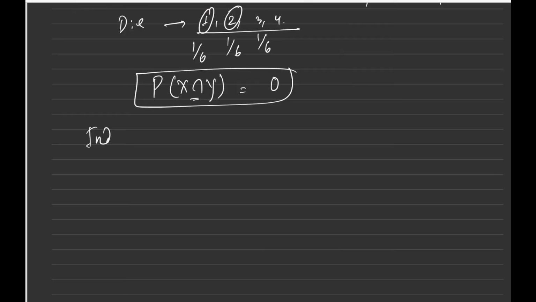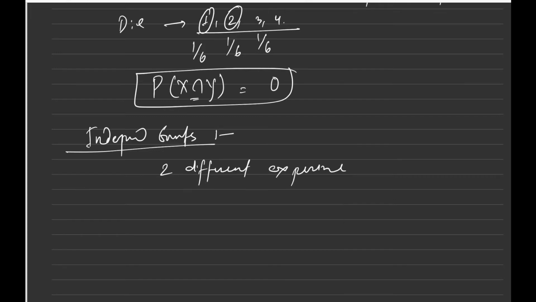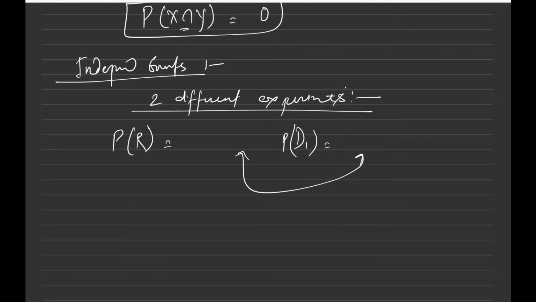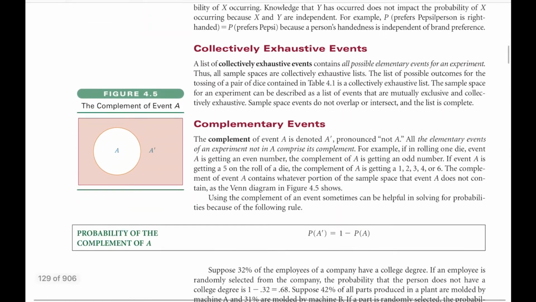Okay. Another term is independent events. Now independent events are kind of two completely different experiments, right? So for example, probability of rain will not be impacted by probability of getting 1 in the die, 1 or 2 or something like that. It's independent. These two experiments are completely independent, right? So this is called independent events.